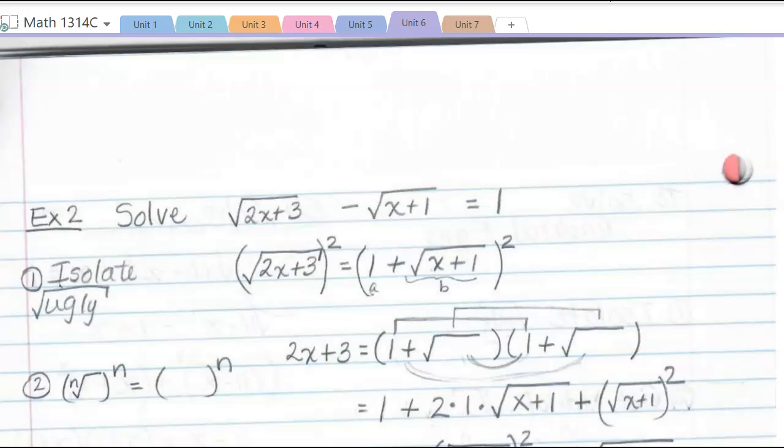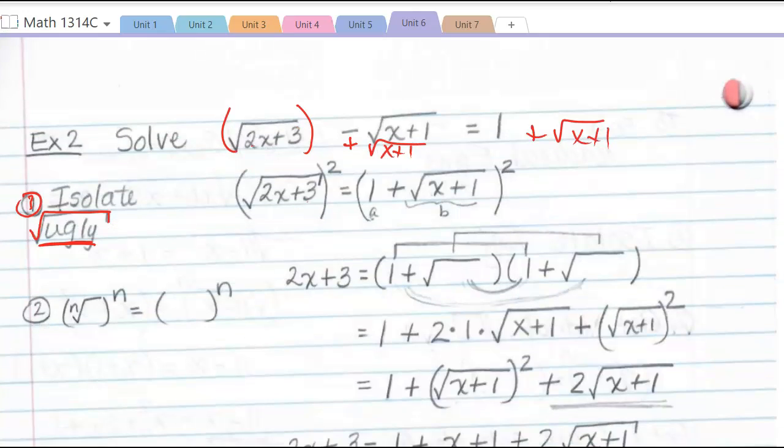So here, I decided to say that the 2x plus 3 is probably uglier. And so I'm going to make sure I keep this, and I'm going to add the square root of x plus 1 to both sides. And that's how you see that I have the square root of 2x plus 3 is equal to 1 plus the square root of x plus 1. So the first thing we needed to do was to isolate the radical, but since we had two of them, we actually had to isolate one of them, and we called that one the ugly radical. So you get to pick.